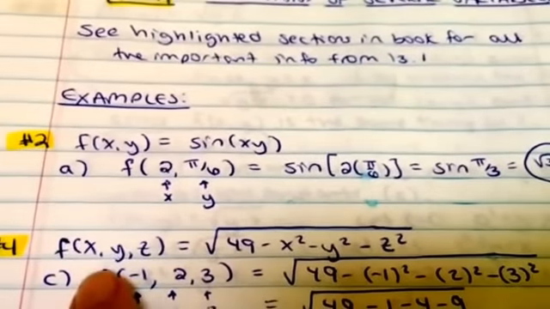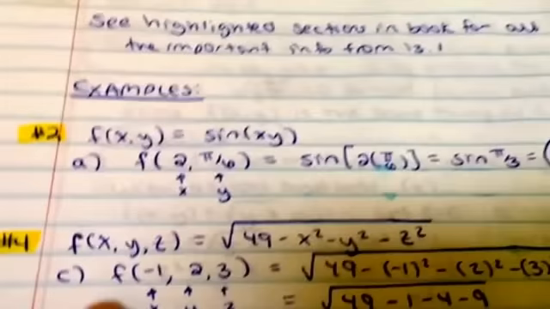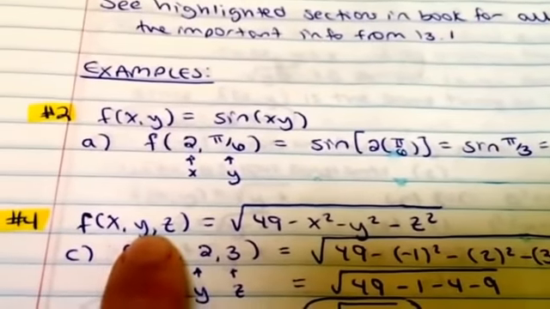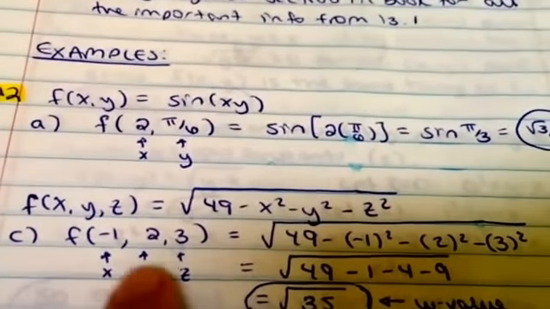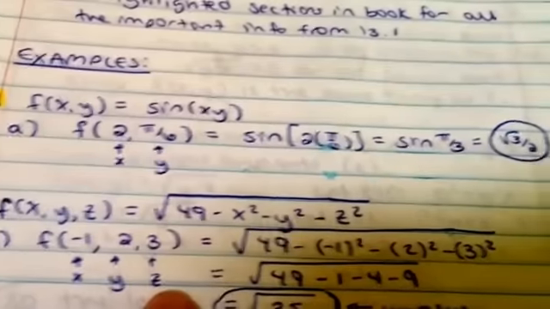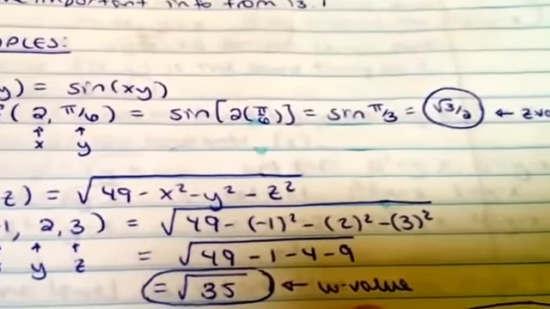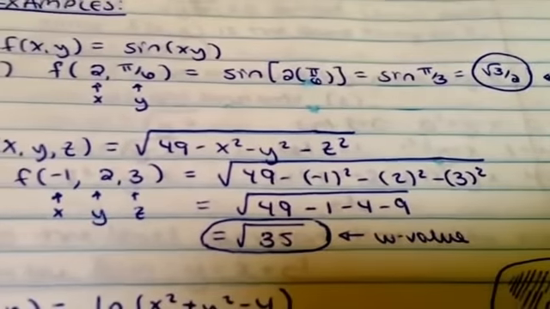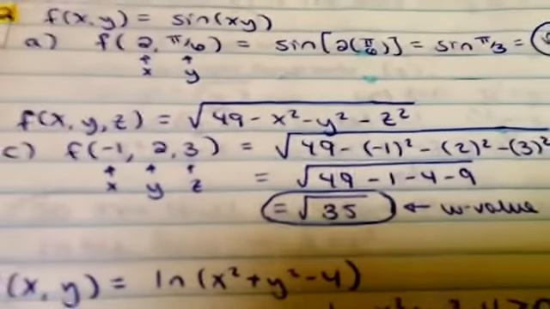But number 4, oh, that was part A. Sorry, that was part A. Number 4 is a function of 3 variables. So I did part C. The first one is x, second one is y, third one is z. Plug them in, and notice that would give you a w value. So f of x, y, z is w. Sorry, I had to scoot my chair up. Okay.